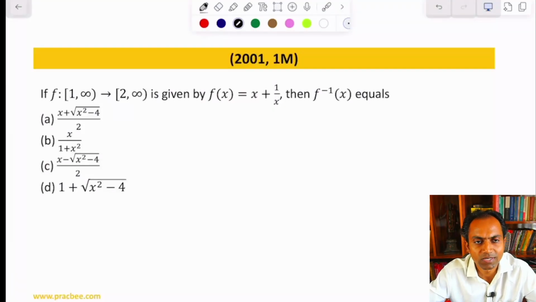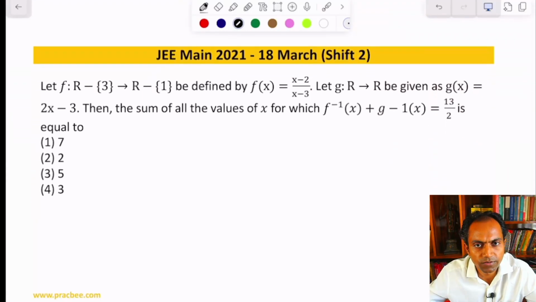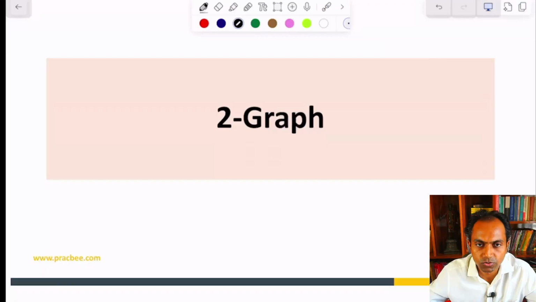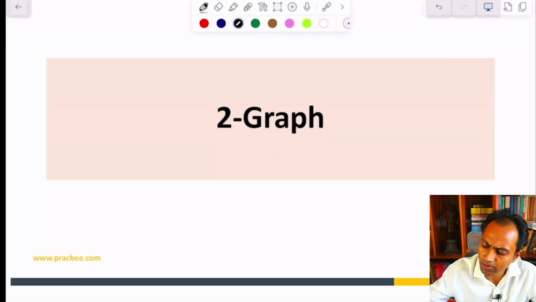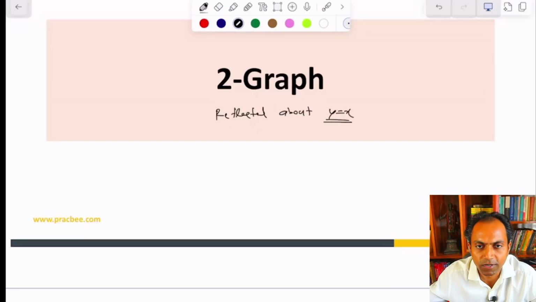Moving forward, you can see that this 2001 question can also be solved in a similar manner. Also, this 2021 question can be solved in a similar manner. Express x as a function of y, and in the last step, exchange x and y. Now, there are graph-based questions. What happens between a function and its inverse function is that the graph gets reflected about y is equal to x. This is what is fundamentally happening.